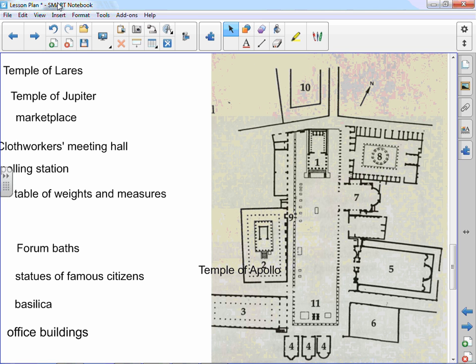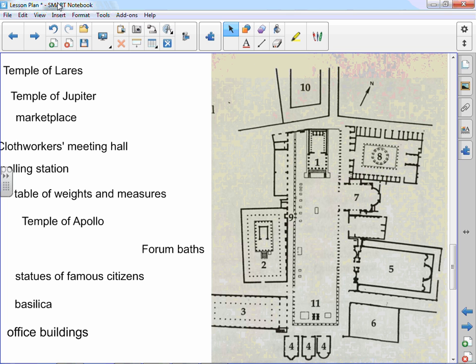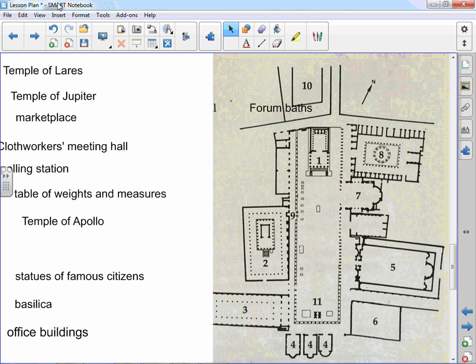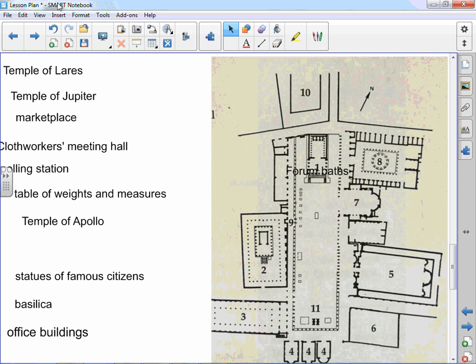You have the Forum Baths. If I wanted to go take a bath, I would go up here. You have the Temple of Jupiter, and then right above it you have the Forum Baths. So you could go worship Jupiter, and then just go take a bath afterwards. Statues of famous citizens would have been all around that area. 11 is where your book has it, but they would have been pretty much all the way around that colonnade.